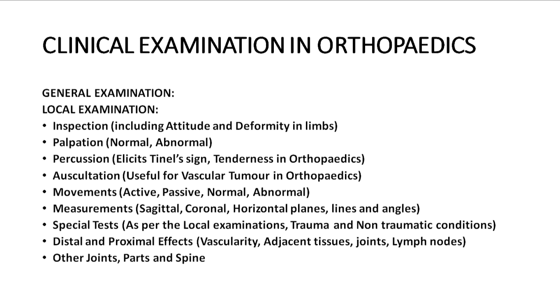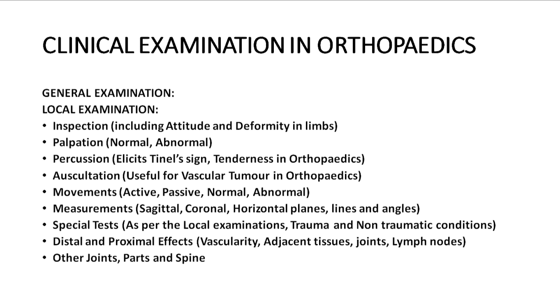Okay, measurements in the sagittal, coronal and horizontal planes, and angles. Special tests as per the local examinations, for trauma and non-traumatic conditions, like the Thomas test or the telescopy test, the Ortolani test, Barlow's test. Different age groups have different sets of tests, for every joint there are separate sets of tests, and for nerve injury there are separate special tests which you have to do. So you have to categorize as per the case you are examining and decide what tests are to be done.